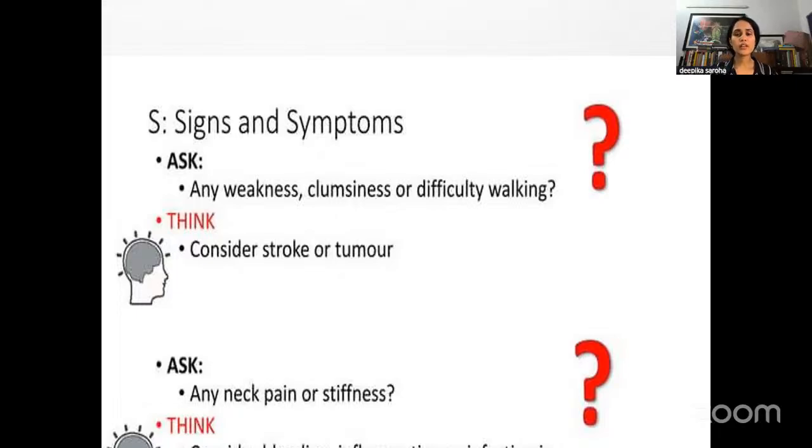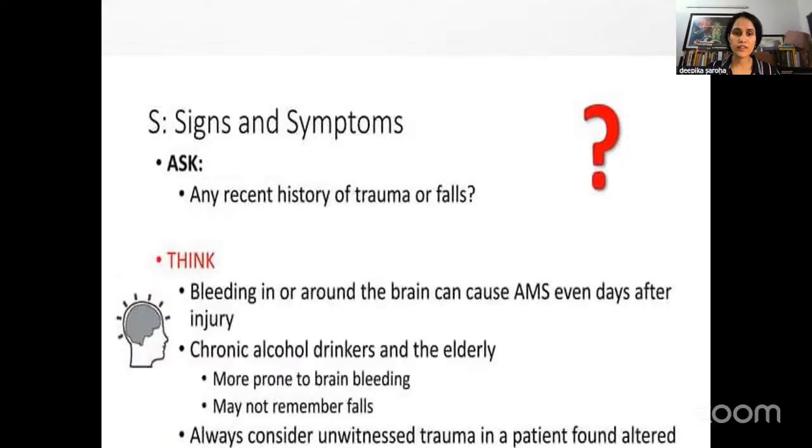Difficulty in walking, in terms of imbalance during walking, which is also sudden onset with some confusion. So posterior circulation stroke patients can present like this. Always consider stroke, which is a treatable cause if the patient lands in emergency within your window period. Look for any neck pain or neck stiffness, then always think about some infection in terms of meningitis, meningoencephalitis.